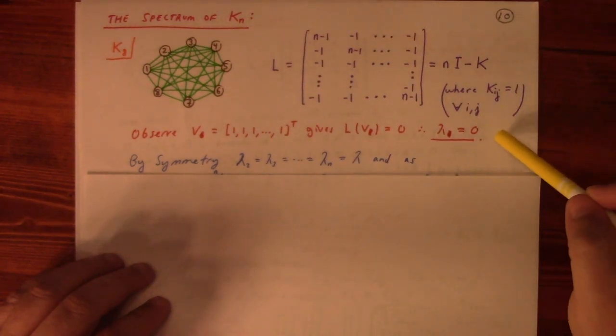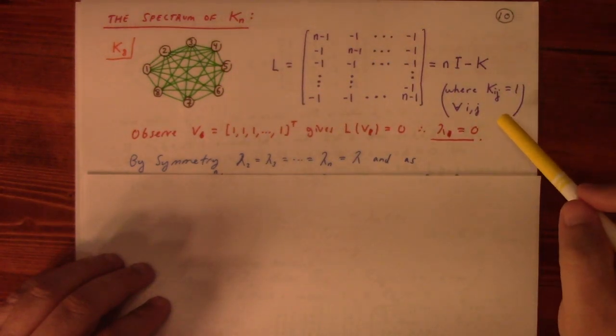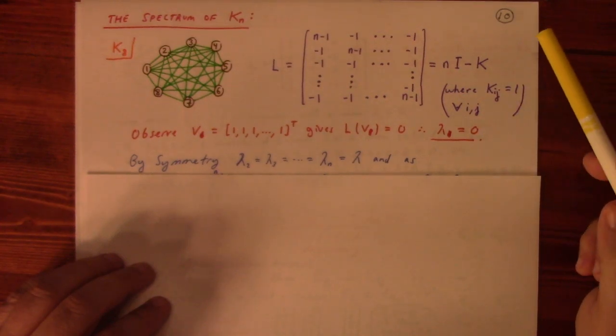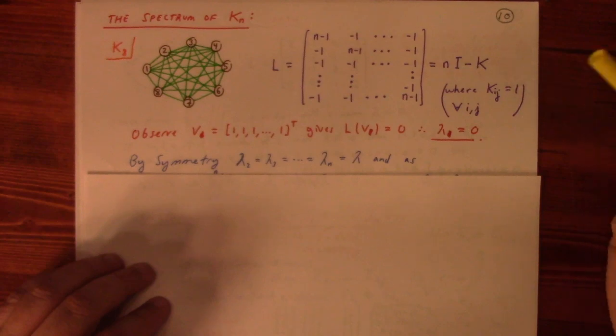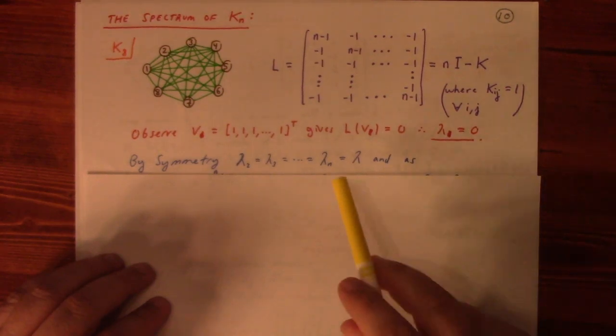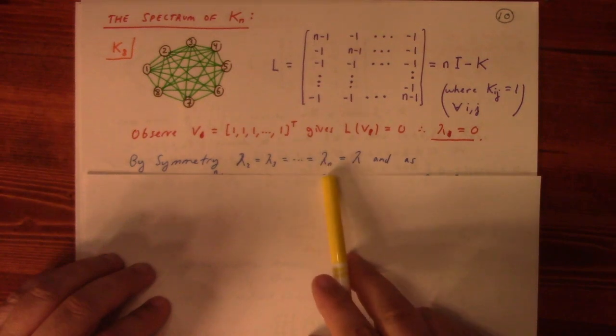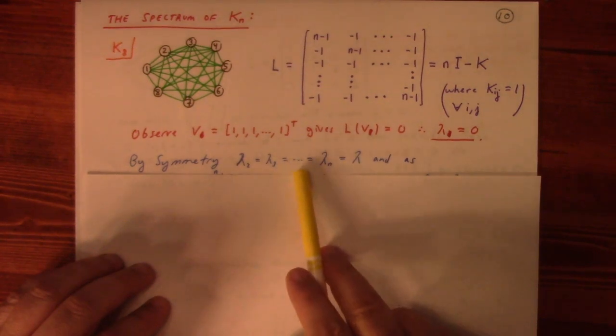And so it stands to reason, since we don't have all 0 eigenvalues, because that would imply that the Laplacian is the 0 matrix, which it is not, that the non-zero eigenvalues that remain must all be the same. So by symmetry, I argue that.